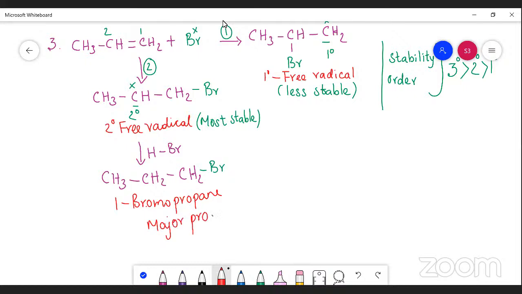Why is 1-bromopropane the major product? Because we are getting the most stable secondary free radical. And in the case of the primary free radical, here also it is reacted with HBr, and the hydrogen free radical is attached to this primary free radical and gives a product.